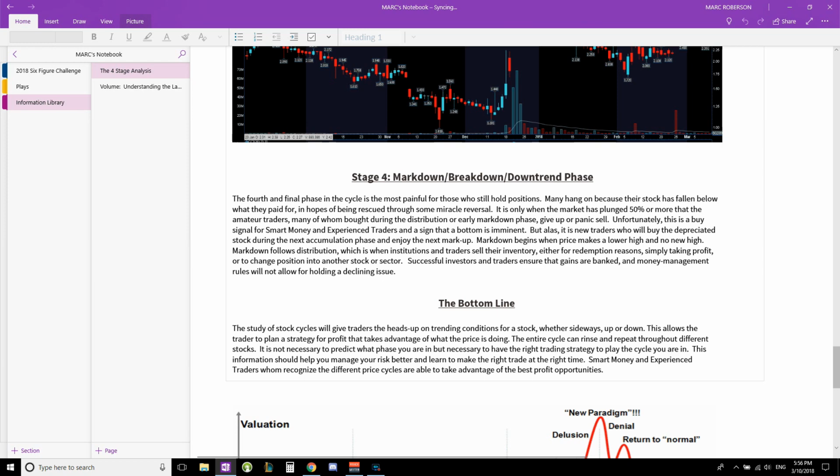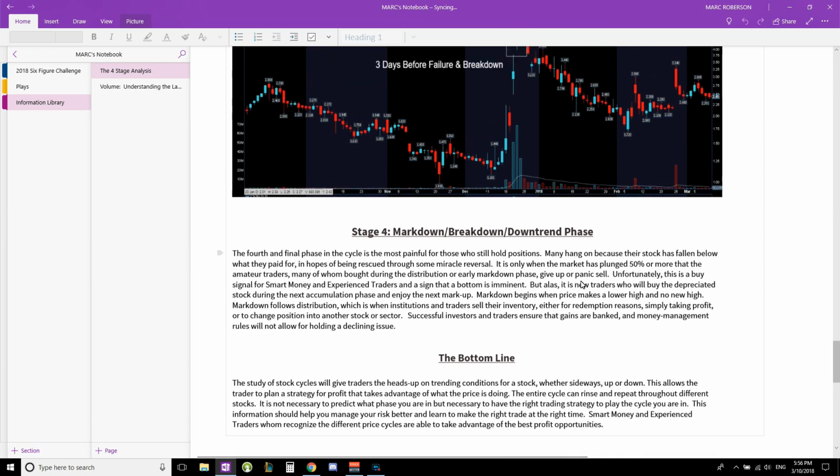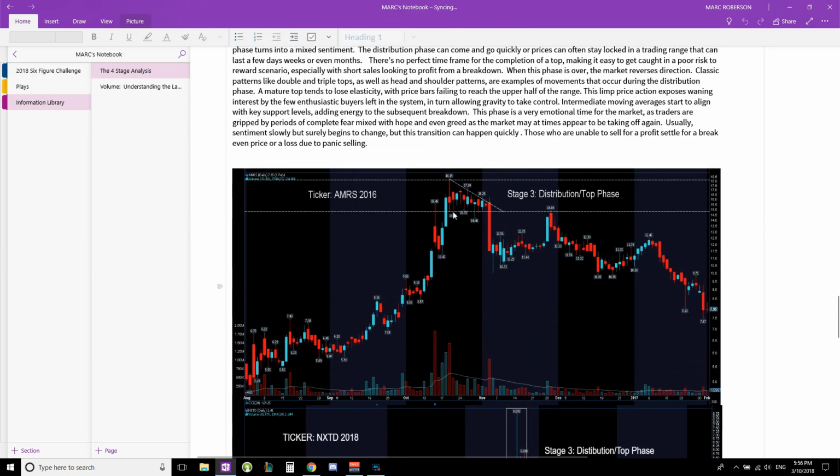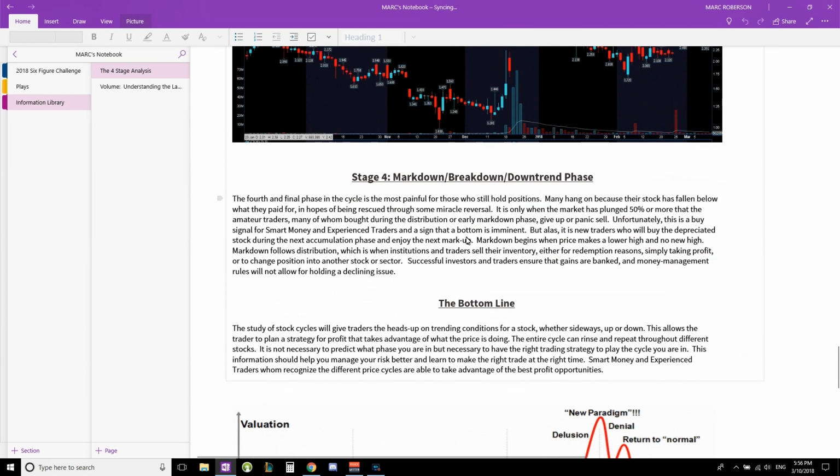markup. Markdown begins when price makes a lower high and no new high, as we see here. It started making lower highs with no new high. Okay, so markdown begins when price makes a lower high, no new high.